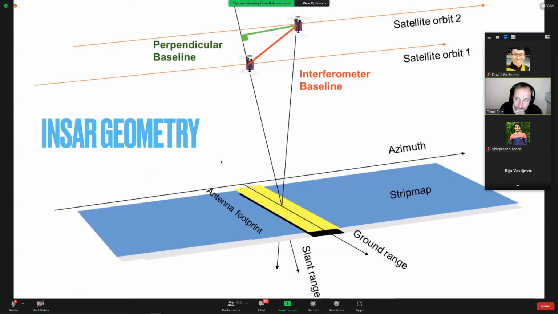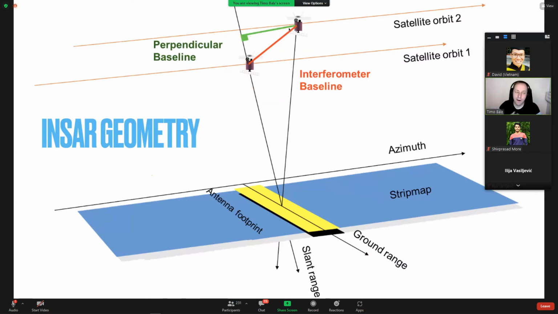And then an important word is the baseline, right? So we have the interferometer baseline, that's the distance between the two. But normally we're not using that distance, we are using the perpendicular baseline. That is the perpendicular distance, you see, from this one to the slant range. So this green line, that's the perpendicular baseline.